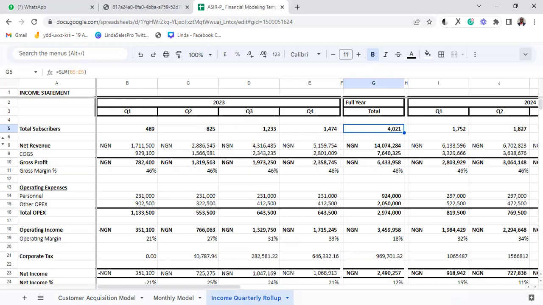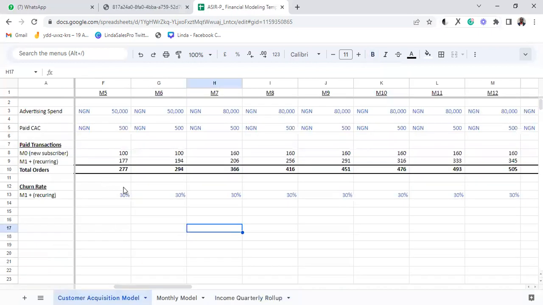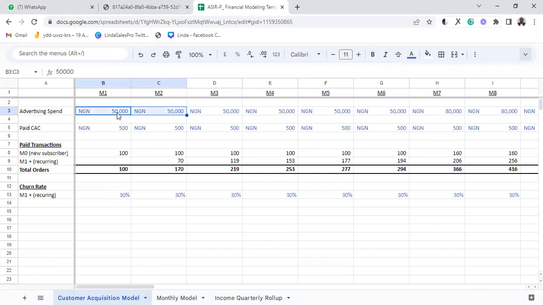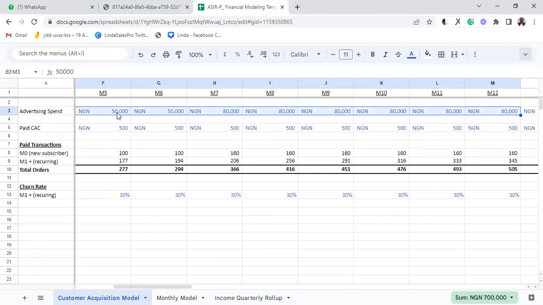So why are you saying this? Because you have a clear projection. How much are you spending to get those people, right? How much are you spending on advertisement? If you check the summation till 12 months, you're spending 780,000 naira, right? Based on the assumption you have given.